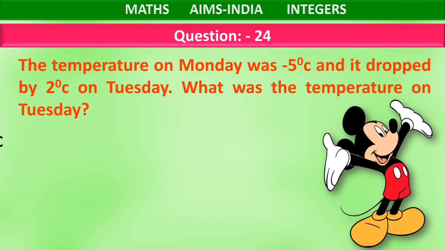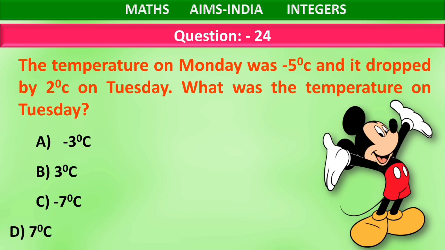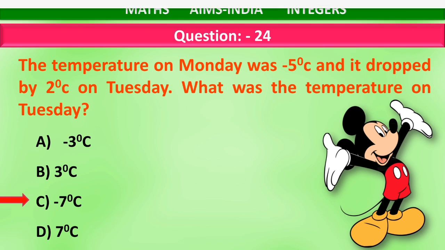Question number 24. The temperature on Monday was minus 5 degrees and it dropped by 2 degrees on Tuesday. What was the temperature on Tuesday? Option A, minus 3 degrees. Option B, 3 degrees. Option C, minus 7 degrees. Option D, 7 degrees. Now read the question carefully and give me the correct answer. The temperature was minus 5 degrees and then it dropped by 2 degrees. What is the temperature now? Yes, the correct answer is option C, minus 7 degrees Celsius.